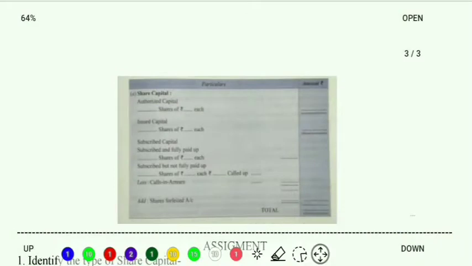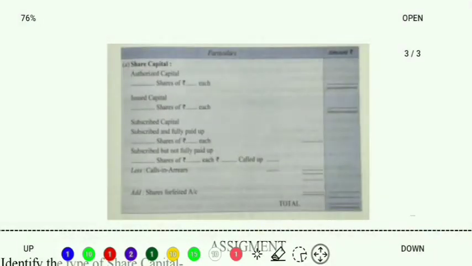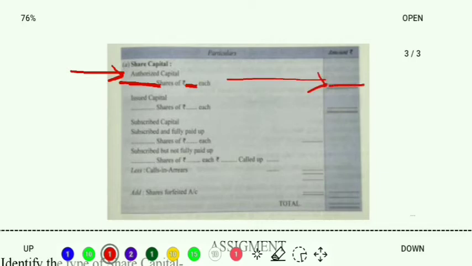Okay, done with it? Now next what we have in hand is the image of how a share capital actually looks in a balance sheet. See, first there is authorized capital. Clear? Authorized capital, the number of shares of rupees we write over here and we write the total here, and then it is again closed by double lines. Then what we write? We write the issued capital, dash shares of rupees dash each. Say for example 50 shares of rupees 10 each, and then we write the total here and we close it with a double line.